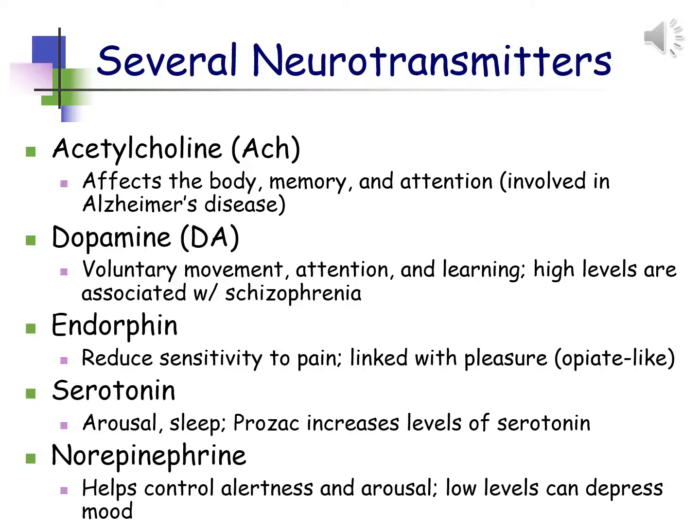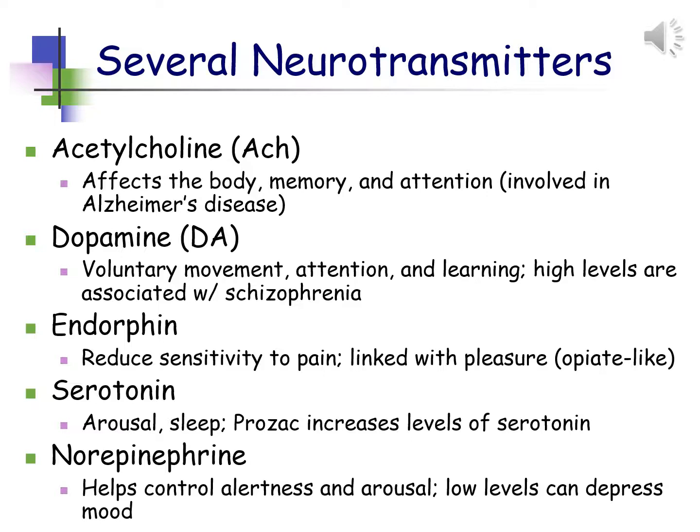There are several different types of neurotransmitters. I want to mention a few notable ones here. One is acetylcholine, and this neurotransmitter affects the body's motion, memory, and attention, and may be involved in Alzheimer's disease. There's also dopamine, which affects voluntary movement, attention, and learning.